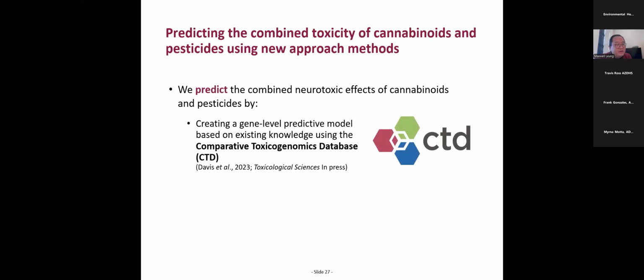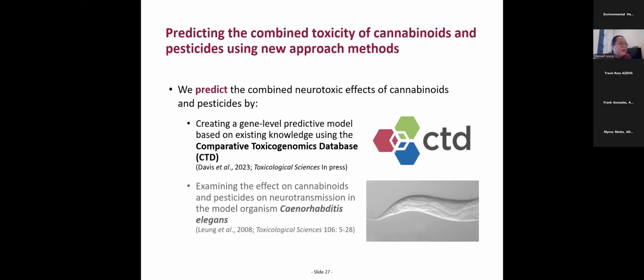So it's a different approach, and I think there is a lot of opportunity in using this kind of method. The two methods that we have used under this new approach methodology: first is bioinformatics. We use a database called the Comparative Toxicogenomics Database. This is a database that is based on literature. It allows us to generate information at the gene level. I'm going to show you a bit how to use it.